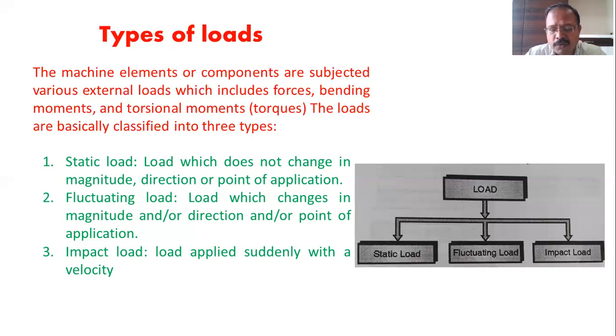The third type of loading condition is of impact load. When the load is applied suddenly with a certain velocity, then that type of load is called as impact load. The example of impact load may be a dropping object from a certain height. Then that kind of load will be called as the impact load.